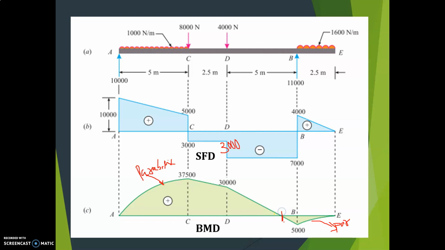Then there is a point of contraflexure here. It is not asked in the question; if you want, you can calculate it. It is where the bending moment changes its sign, from minus to plus. That point is called the point of contraflexure. You can consider the distance from A to this point as y, and find the point of contraflexure.